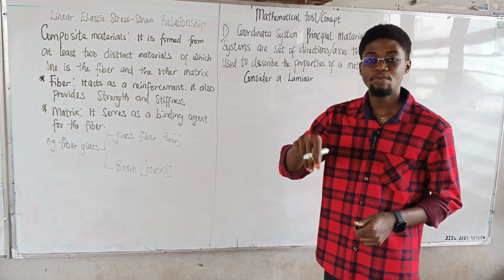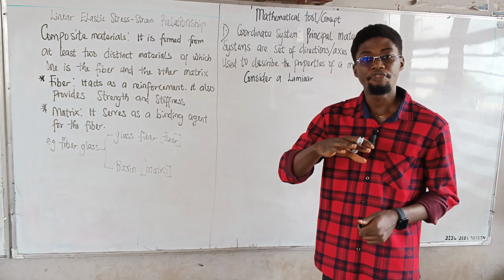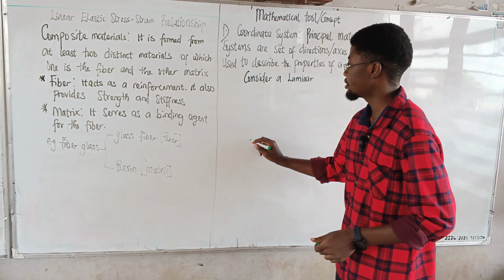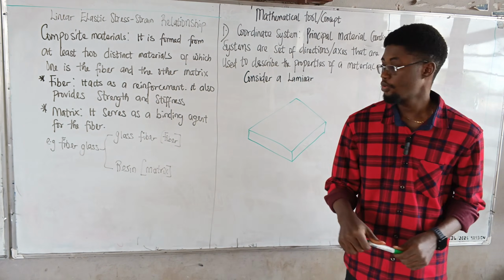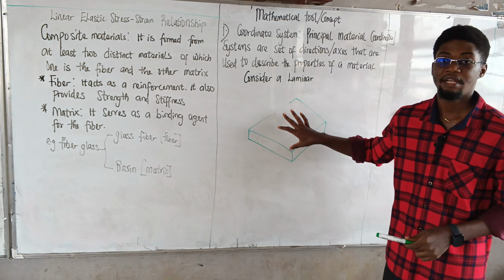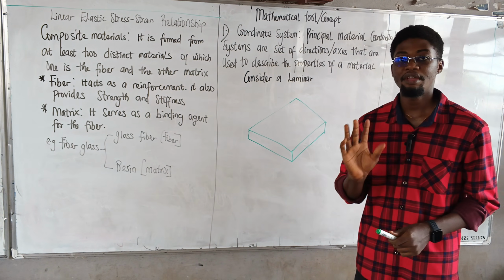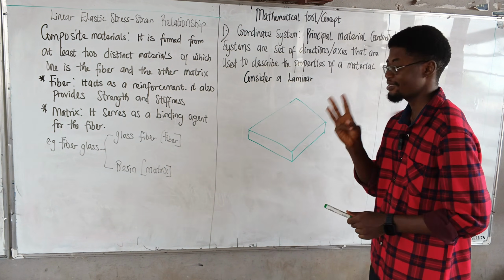A lamina is a single flat layer of a composite material. You have something like this. So we want to consider a lamina. This is the lamina. Now every layer of a composite material has three coordinates.